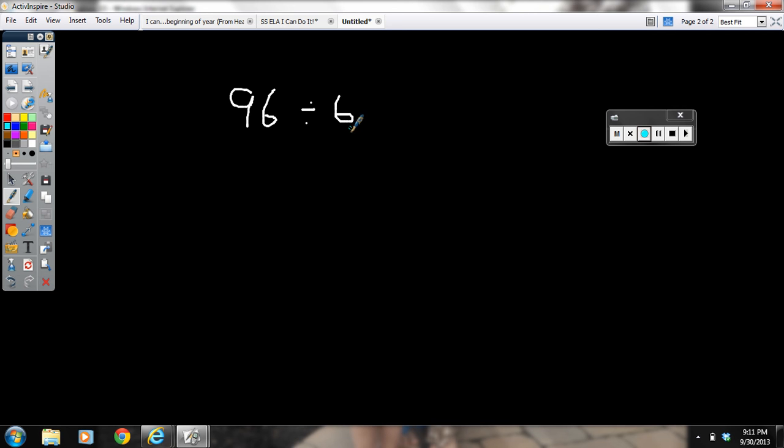Like I said with the last example, we're typically going to find our first number by multiplying the divisor by 10. So I know 6 times 10 gets me 60. I need to find out what the other number is. 60 plus what is going to equal 96? Like we did before, we need to find the difference between the dividend, which is 96, and this 60. If I subtract these two numbers, I wind up getting 36.